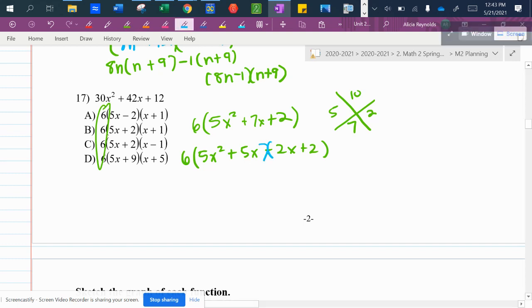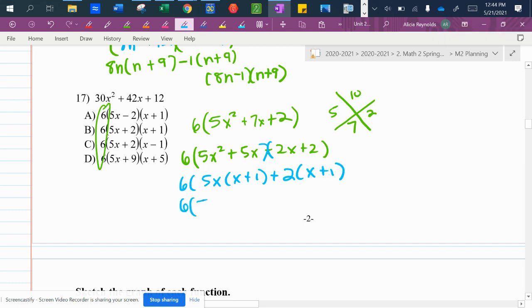Group my terms. Don't forget to leave the 6 out there. GCF here is 5x. I'm left with x plus 1. GCF here is 1. I'm left with 2. I'm left with x plus 1. So I get 6 times 5x plus 2 times x plus 1.